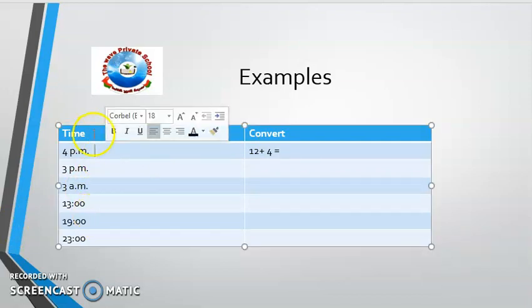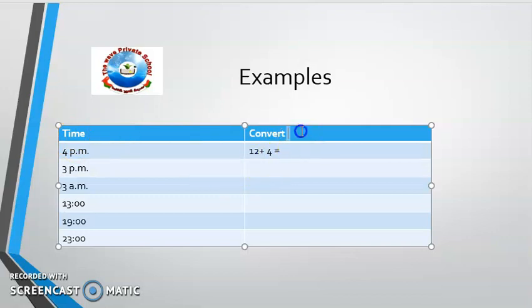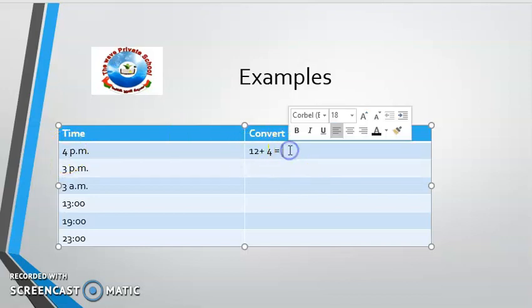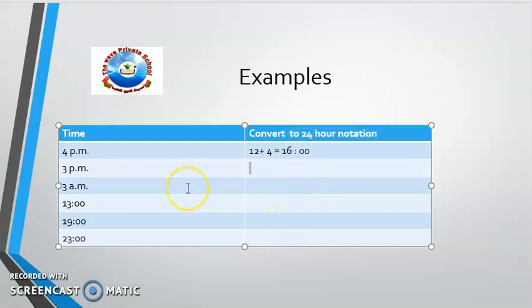I want to convert these times to 24-hour notation. First of all, I see 4 p.m., 4 o'clock, and after this it is written PM. Whenever you see something in PM and you have to convert it into 24-hour notation, you simply write 12, and then you add that number to it. So 12 plus 4, how much is it? Yes, it is 16. It means it's 16 o'clock.